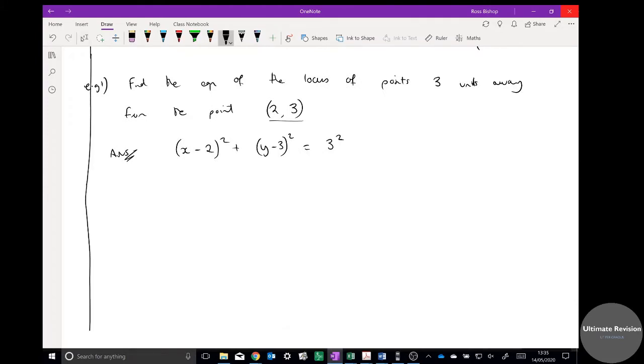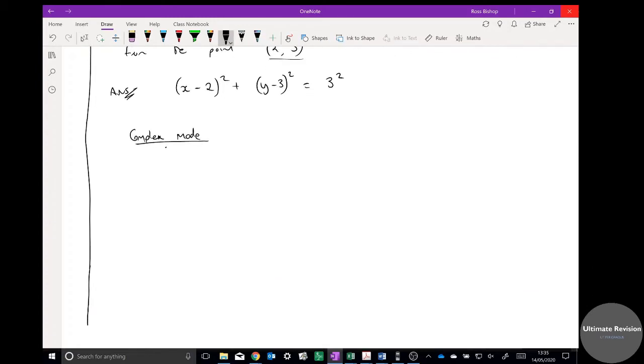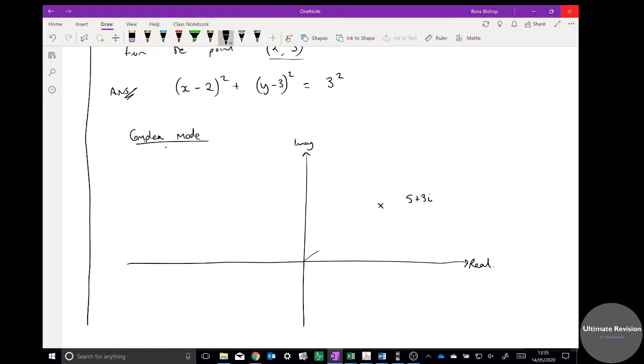Now, it's sometimes useful to know what a locus of points is in the complex domain, or the complex area. If we look at the complex mode, the only difference is that I plot it on an Argand diagram. So let's draw an Argand diagram, with the imaginary axis. At this point, I'm going to plot a complex number, 5 plus 3i. Again, remember we can draw that as a vector. I'm going to call that point z1.